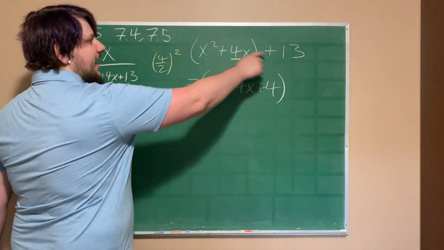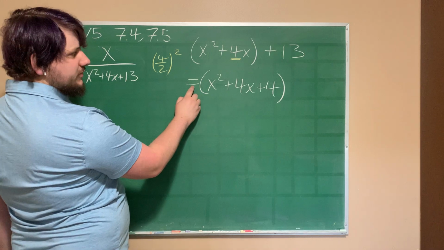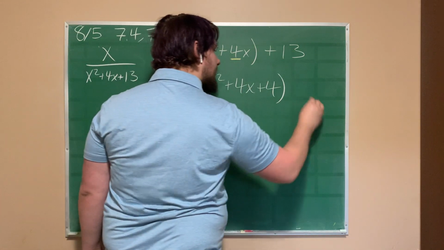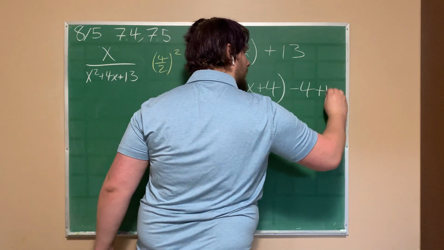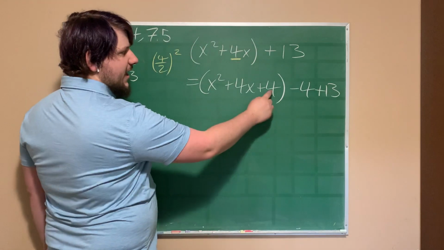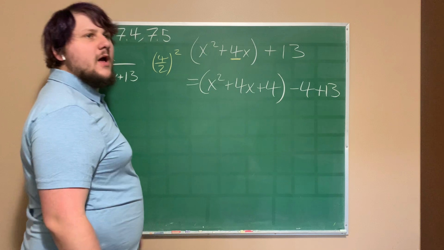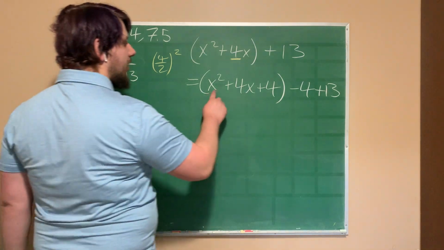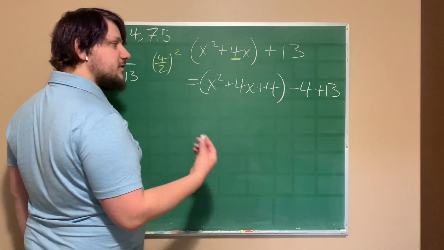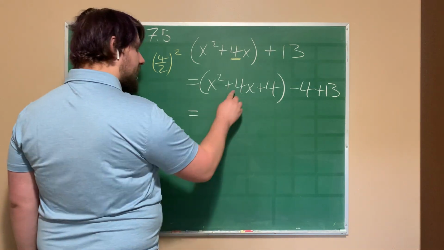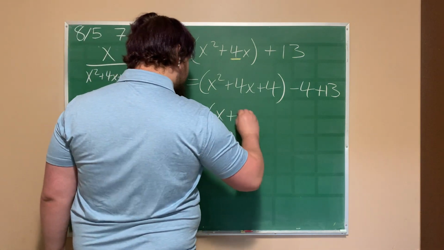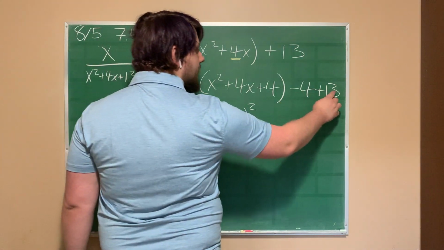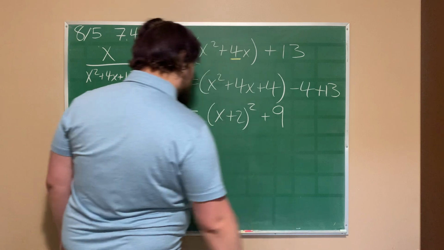But to keep these actually equal to each other, to actually use this equality sign, I have to take that 4 away outside of the parentheses to balance it out. So here we're adding 4 and subtracting 4. That cancels each other out. So now I can rewrite the part inside of the parentheses as something squared. This is the perfect square trinomial x plus 2, the quantity squared. And negative 4 plus 13 is 9.